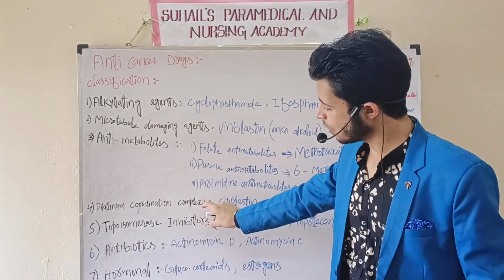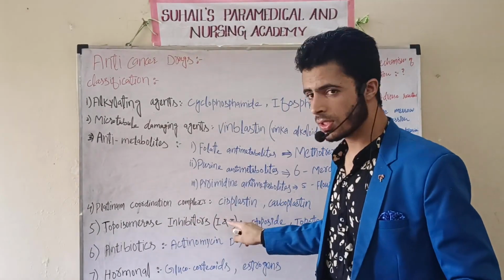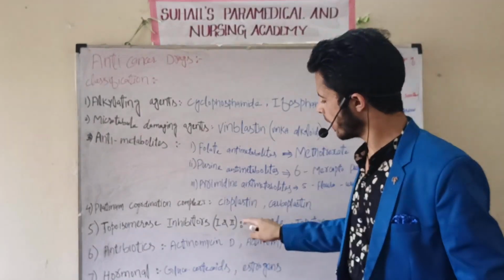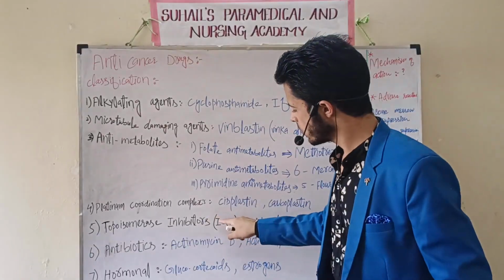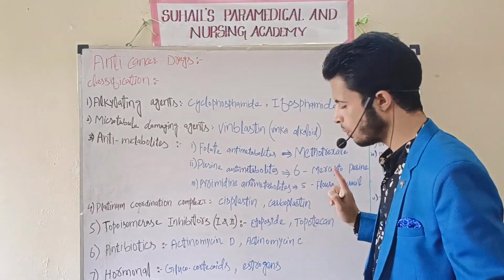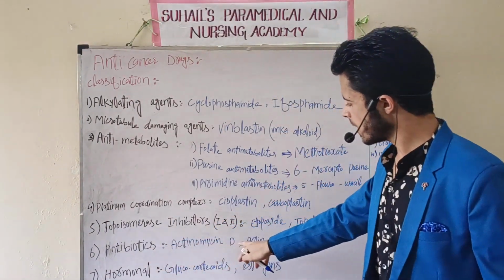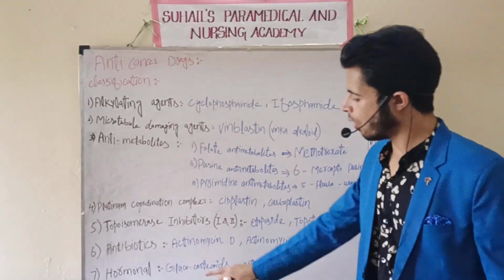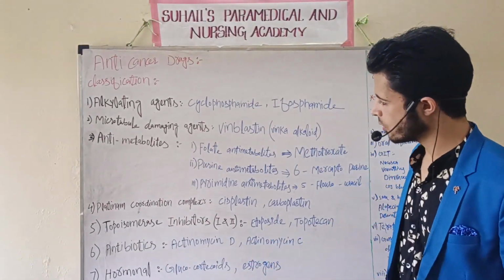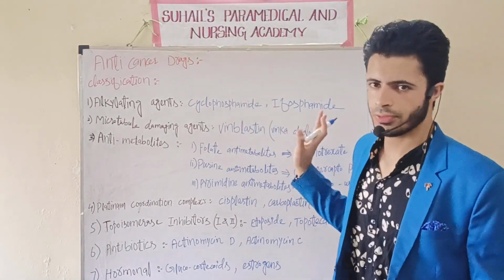This is also a classification; if you open the books, there will be topoisomerase inhibitor first and topoisomerase inhibitor second. The topoisomerase inhibitor first contains etoposide. Topoisomerase inhibitor second contains topotecan. I have put only one classification here. Okay, antibiotics, actinomycin D, actinomycin C. Hormones, glucocorticoids, androgens and estrogens. So this is all the classification.